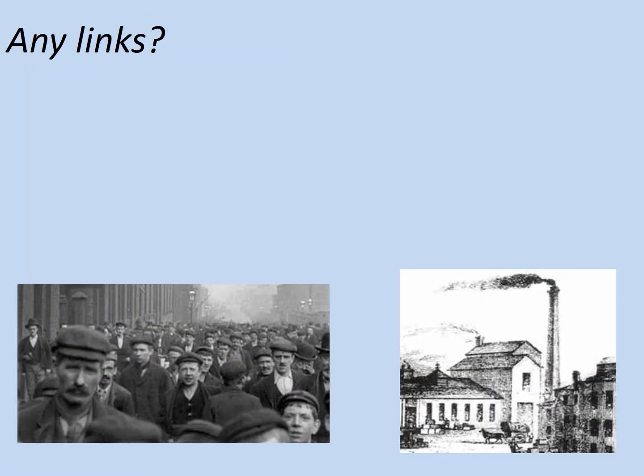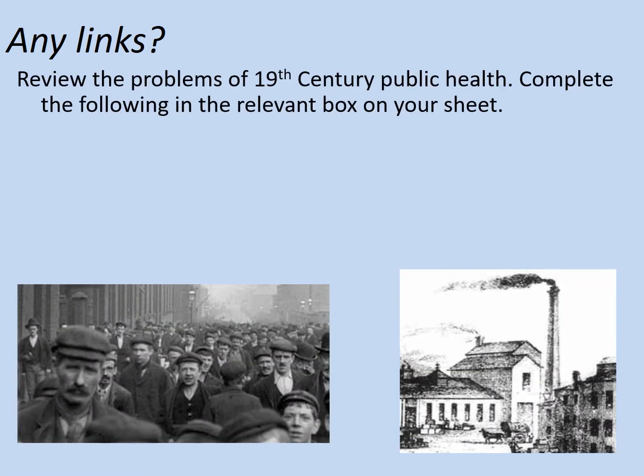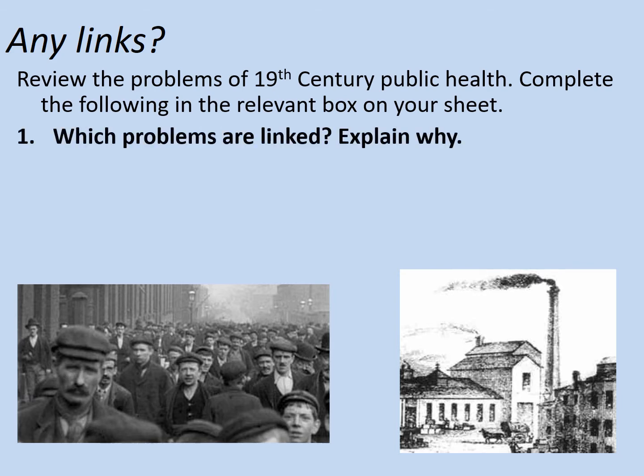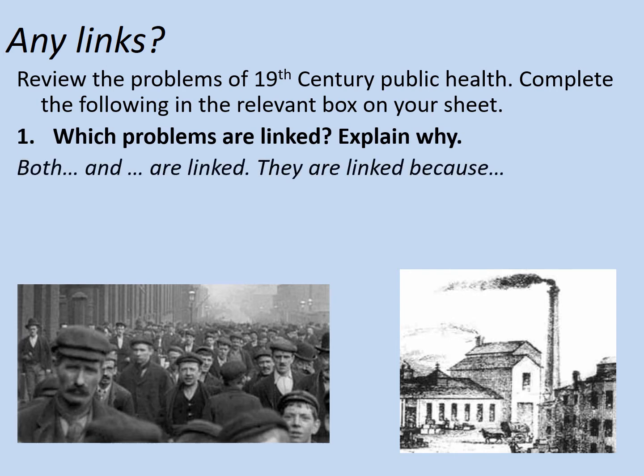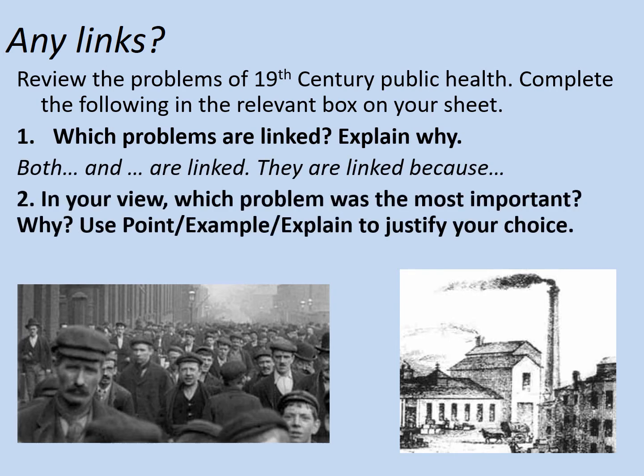Let's move on to the next section of your diagram now. Review the problems of 19th century public health and complete the following in the relevant box on your sheet. Which problems are linked? Explain why. You can use this writing frame to help you if you need to. And then, in your view, which problem was the most important? Use point, example, explain to justify your choice. Pause the video while you complete this section.